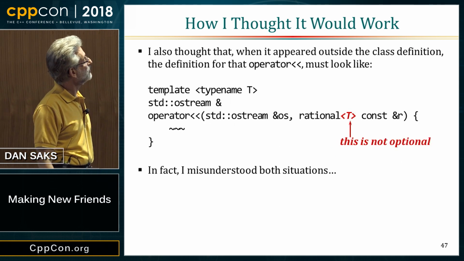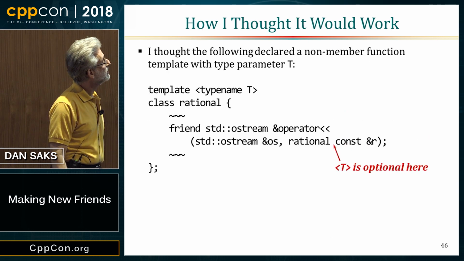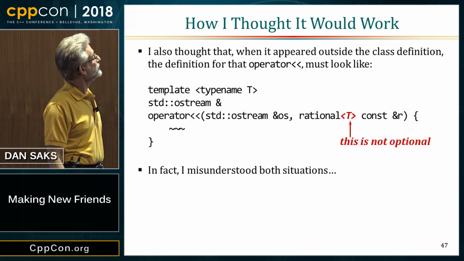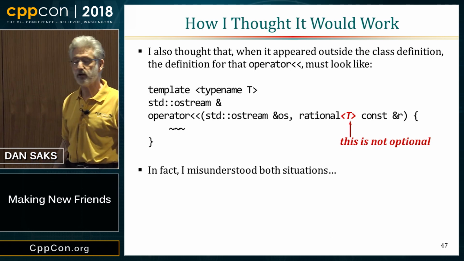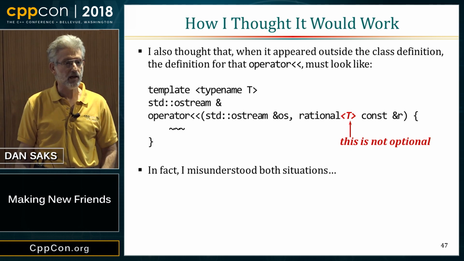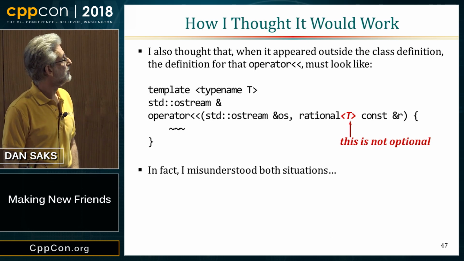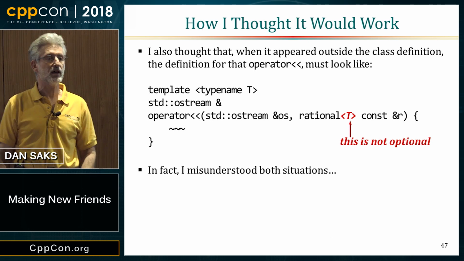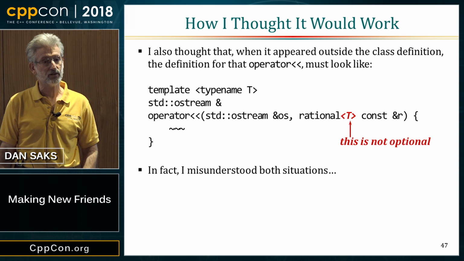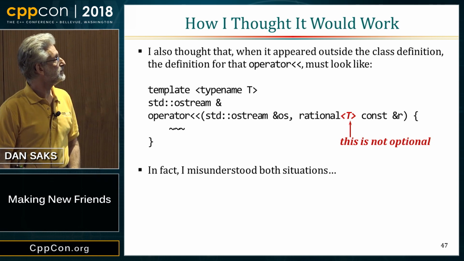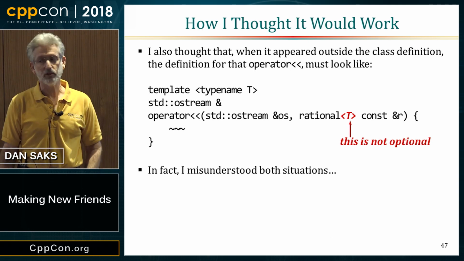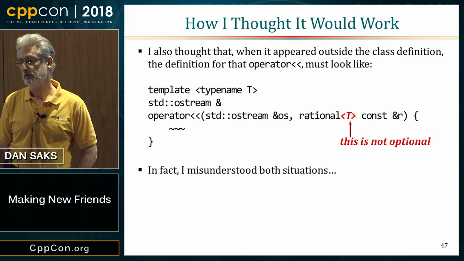And similarly, oh, and the other issue was that when I declared the output operator as a non-member function template, since this was not inside the scope of the class rational<T>, the T there in the parameter list was not an optional T.